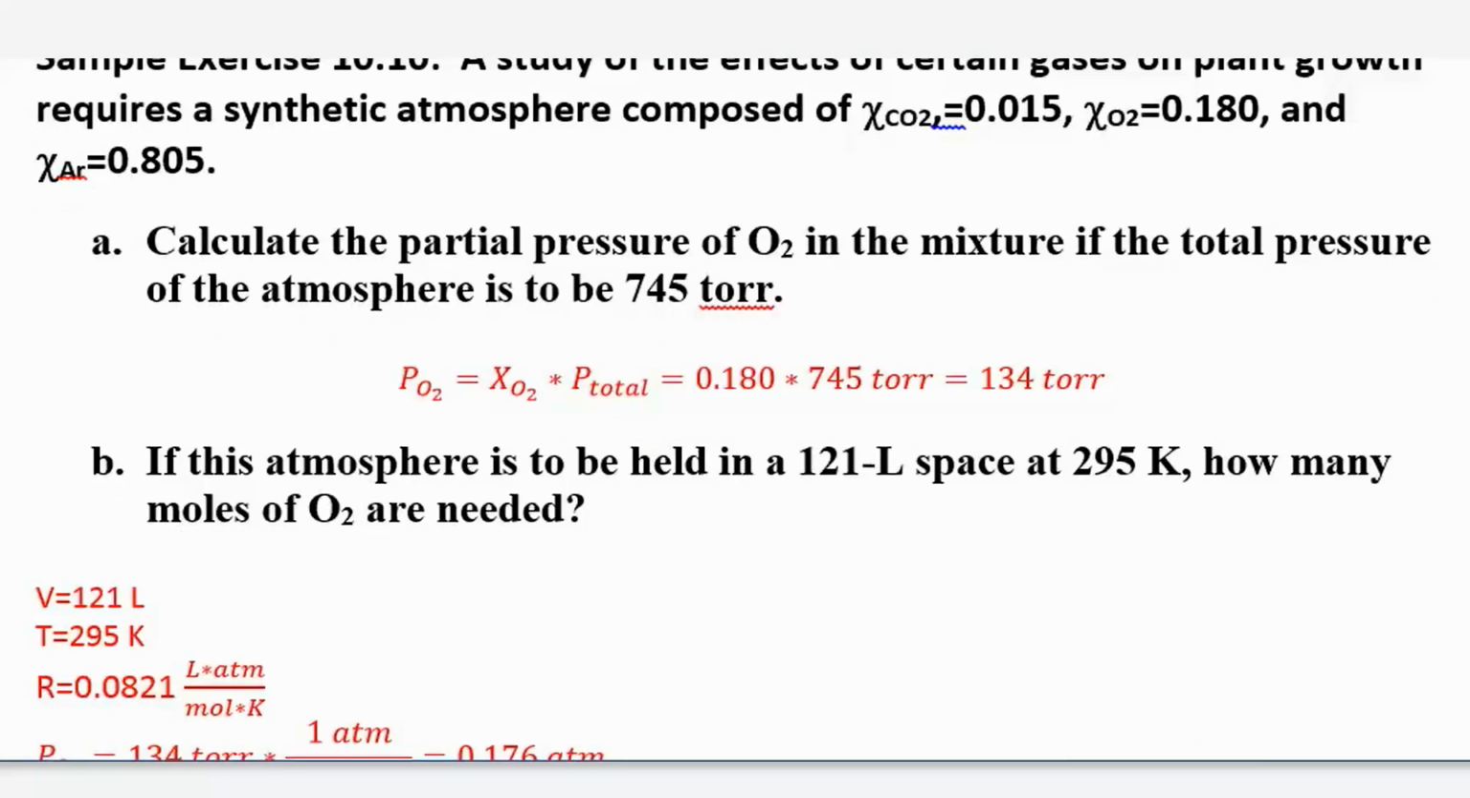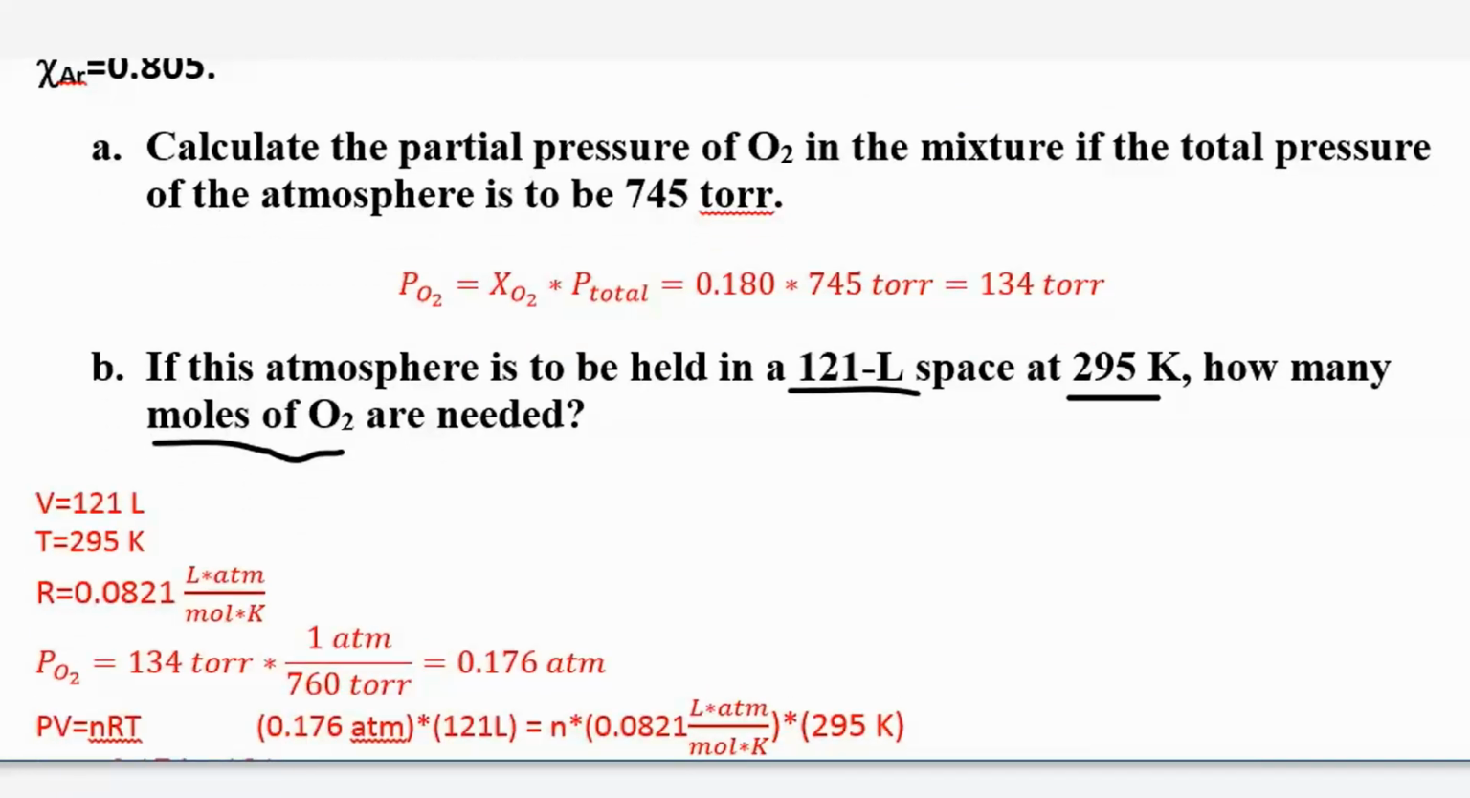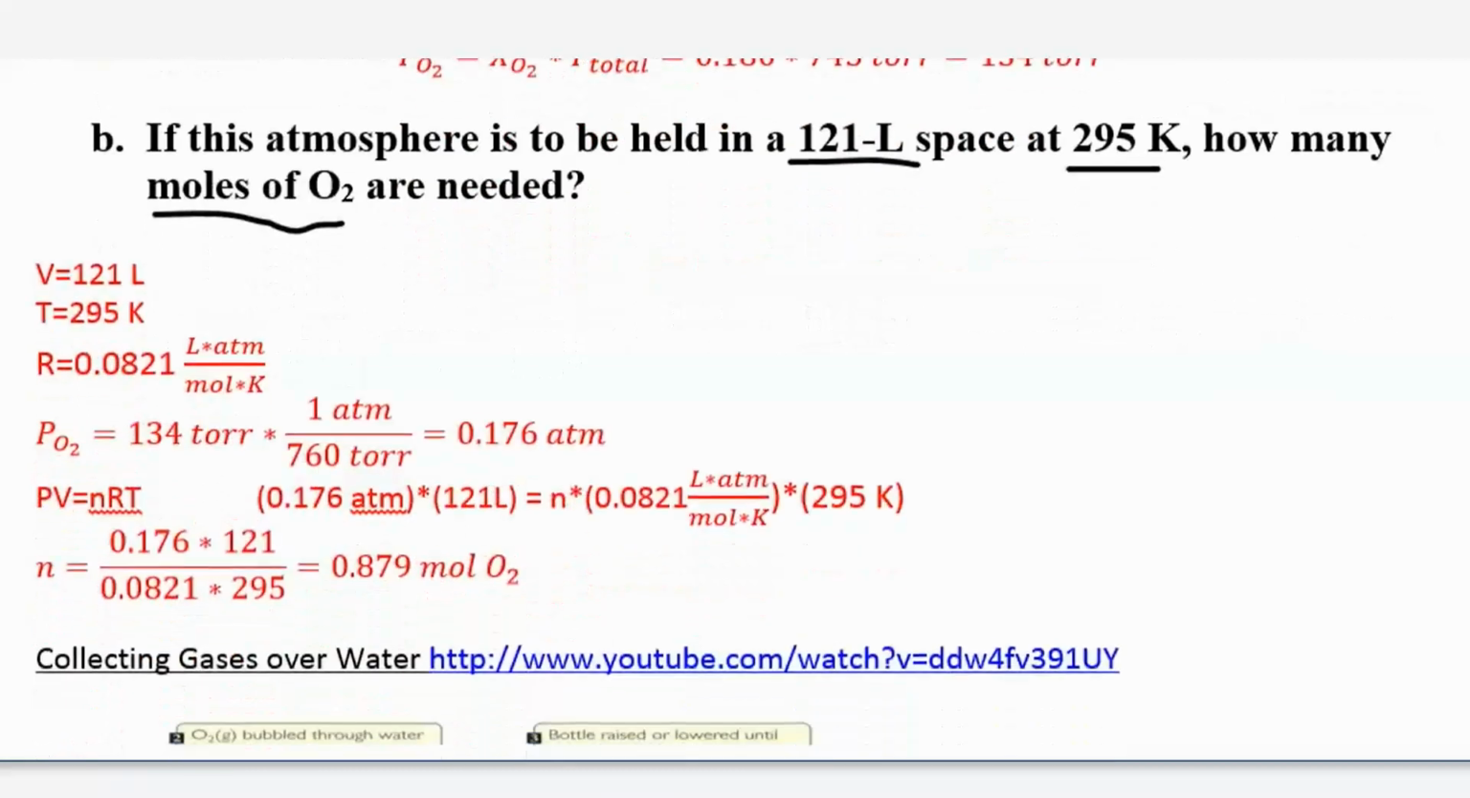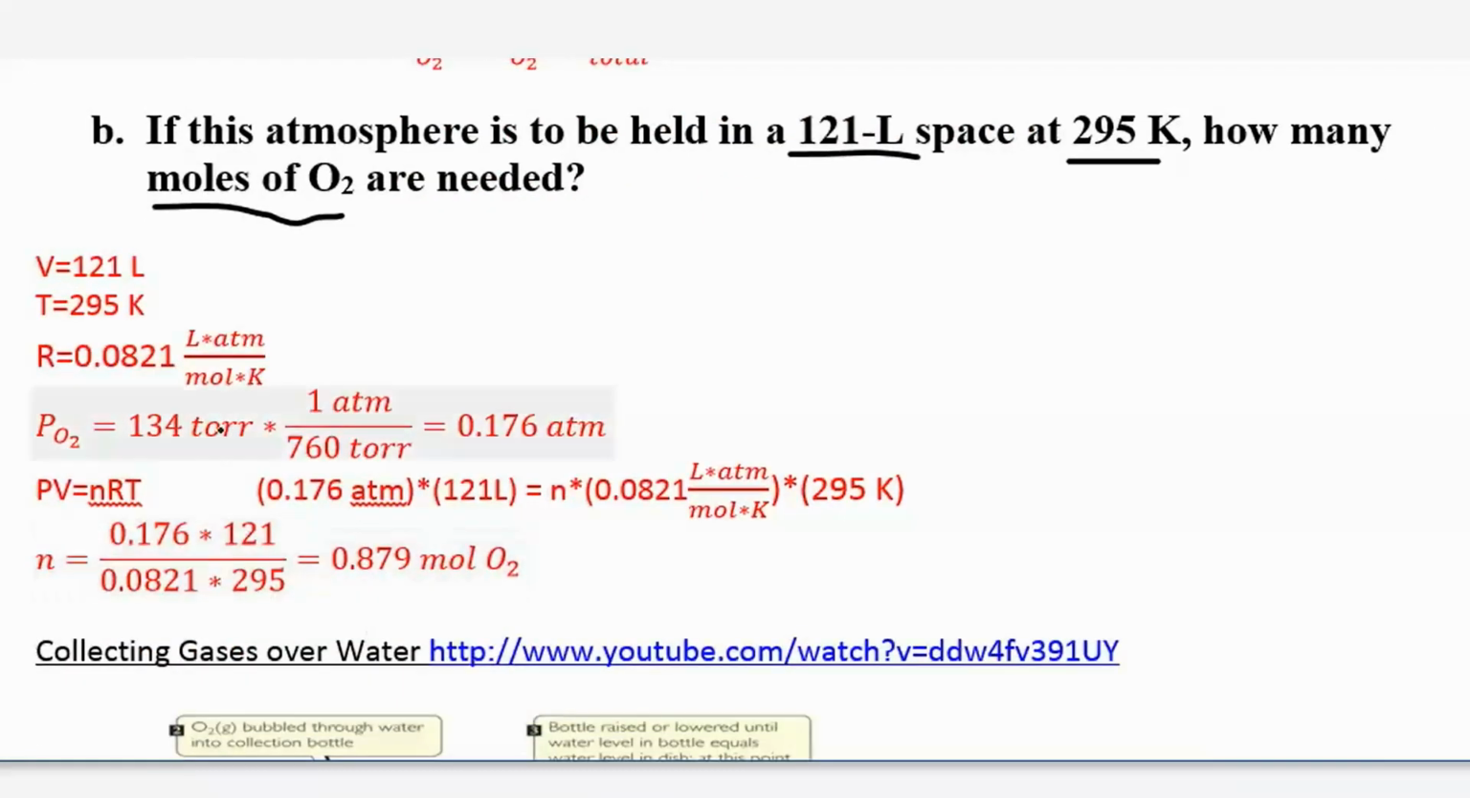So if the atmosphere is to be held in a 121 liter space, so that's your volume, at 295 K, that's your temperature, and they want you to find moles of oxygen. All right, well, do I already know the pressure of oxygen from up here? I know the pressure of oxygen. So I was able to find the partial pressure of oxygen. I have volume, temperature, I always have R. Pressure, I have to convert that to atmospheres. I have 131 torr. 760 torr is 1 atmosphere, so I'm able to get to atmospheres pretty easily.